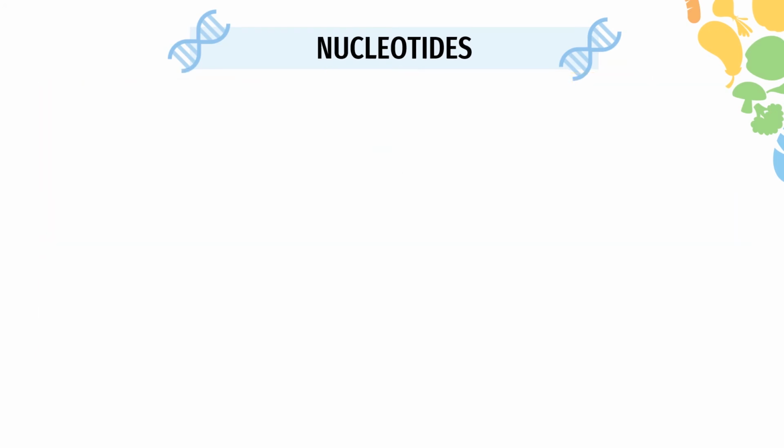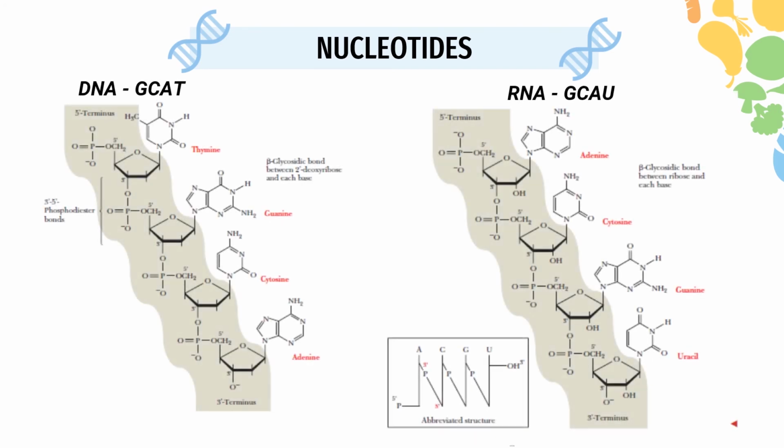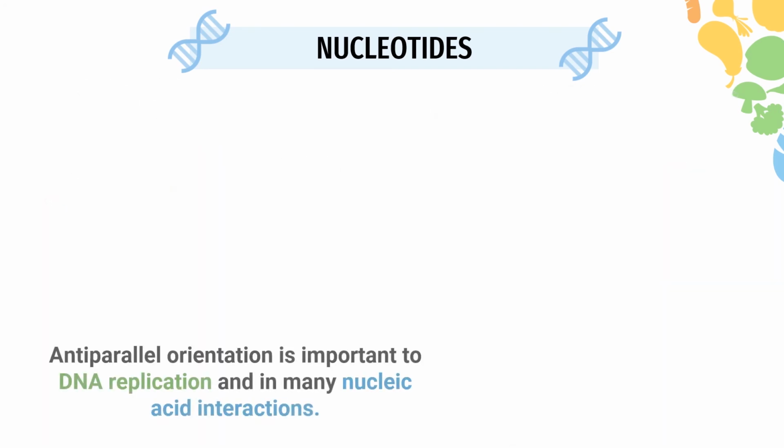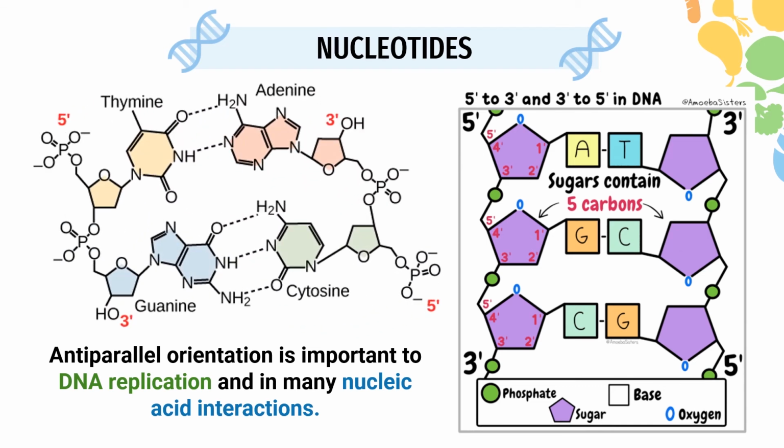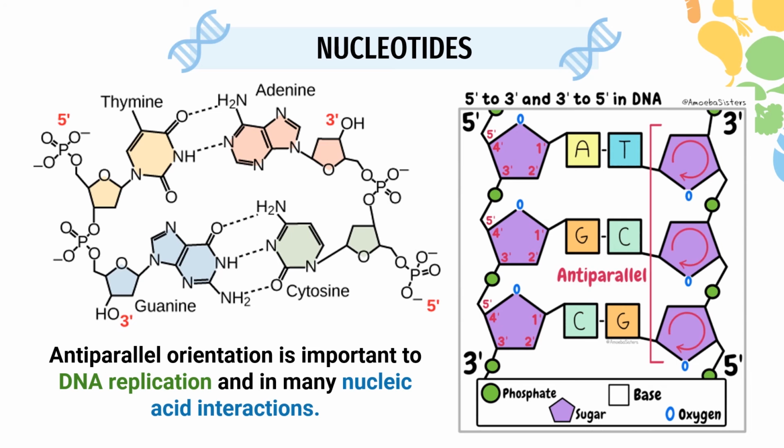The 2 strands of the helix run in opposite directions, so that the carbon number 5 end of one strand will face the carbon number 3 end of its matching strand. This anti-parallel orientation is important for DNA replication and also in many nucleic acid interactions.